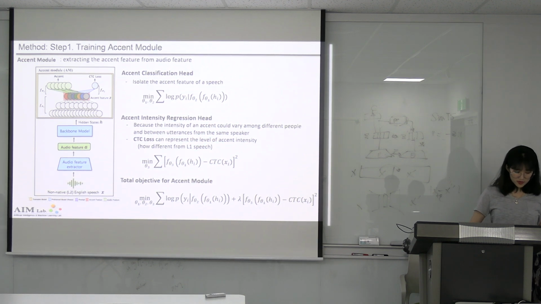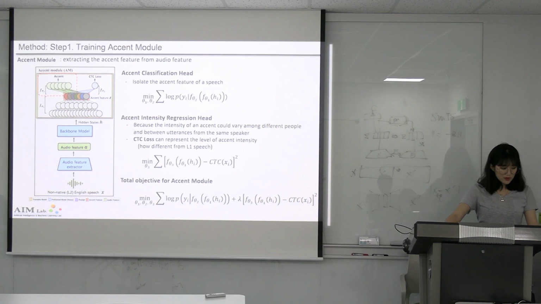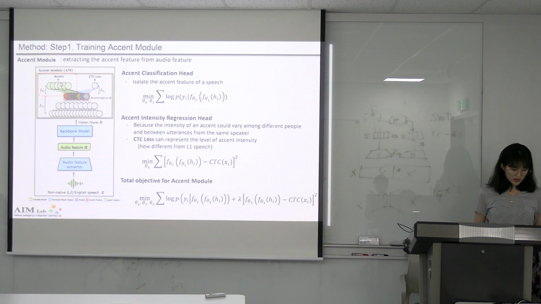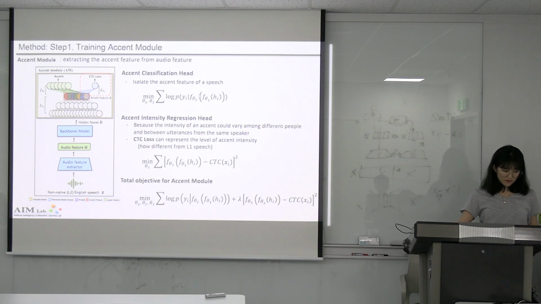First, the accent module is trained to extract the accent feature. We use the hidden states that I mentioned in previous slides, and by incorporating two objectives, we get this model. The first objective is accent classification. So we will classify the speaker's accent. For example, when my speech is input into this part, this model needs to classify my speech as Korean. And the second objective is accent intensity regression. We consider that the intensity of an accent could vary among different people and between utterances from the same speaker. So the accent intensity information needs to be considered to get the accent feature.